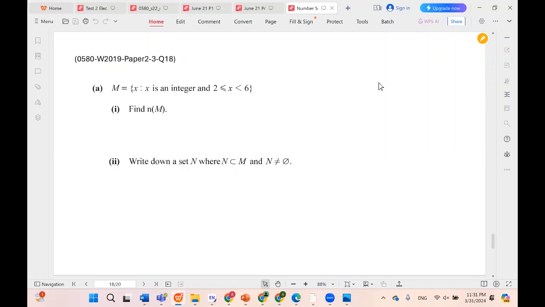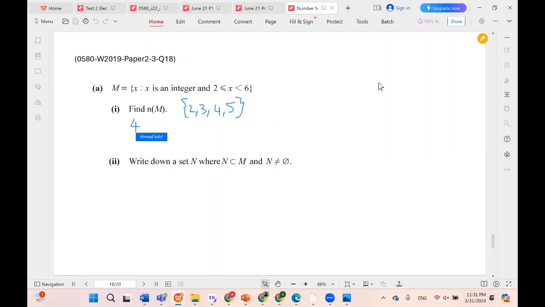Here we are told M equals {x such that x is an integer and 2 ≤ x < 6}. Find the number of elements in M. So this is 2, 3, 4, 5. And the number of elements here is 4.